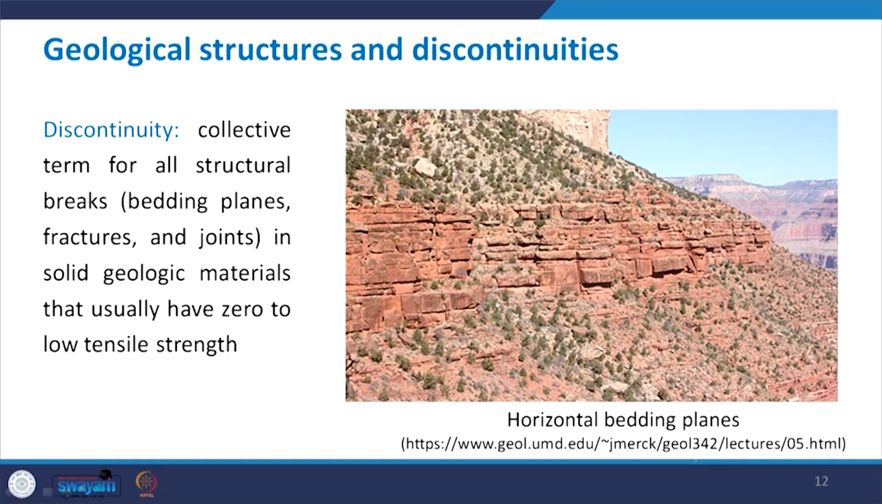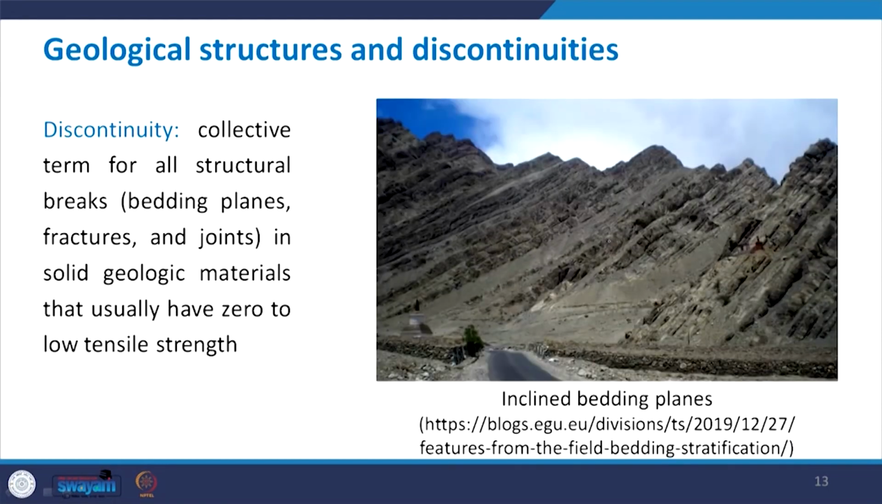Now this picture shows the horizontal bedding planes. So you can see there are many horizontal bedding planes. But it is not necessary that you always have the horizontal bedding plane. The next picture shows very clearly how the planes can be inclined. So in this case you can see that these are the inclined planes. So these bedding planes, depending upon the geological activities that the rock has undergone, can be horizontal or inclined bedding planes.